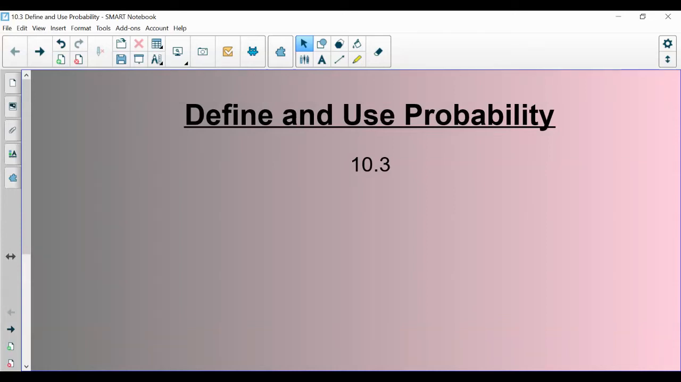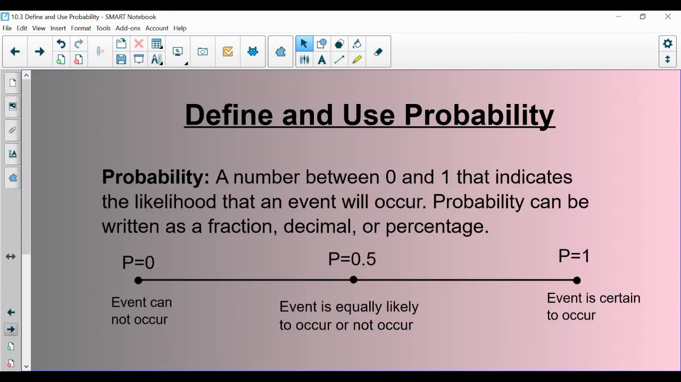Hello, Algebra 2. This is a lecture on our introduction to probability. This is section 10.3. Let's go ahead and get started.